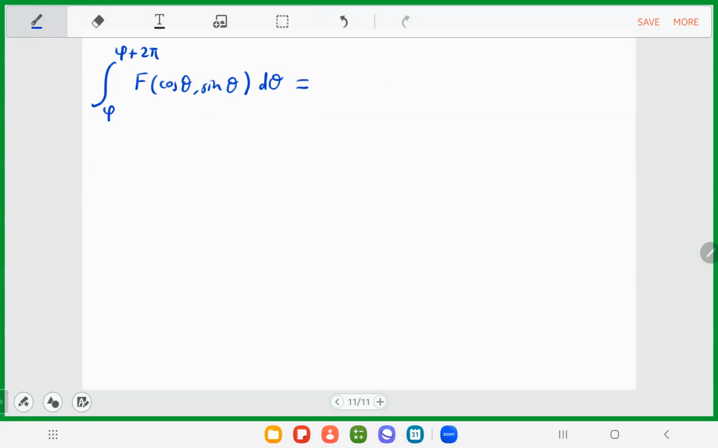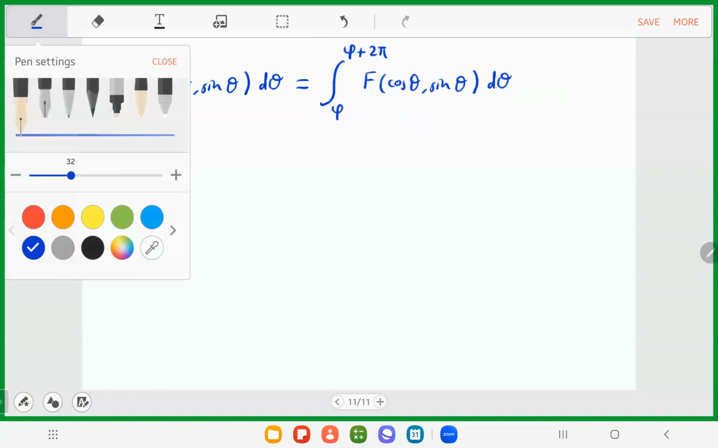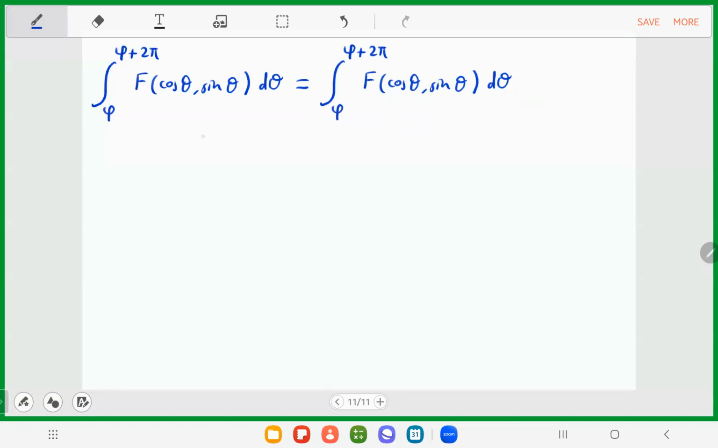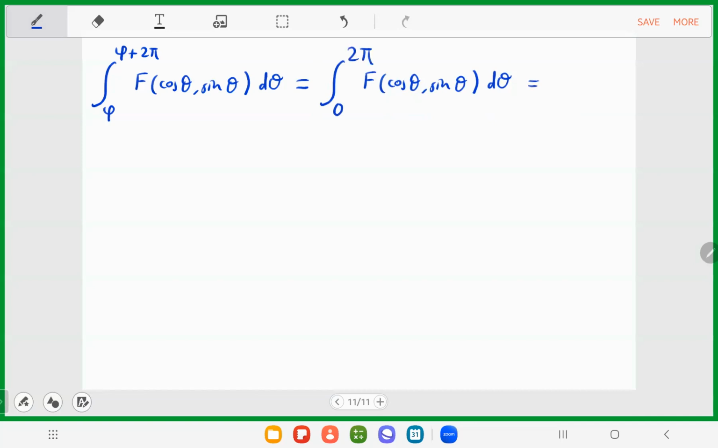If you start at any point of the value of theta and go 2 pi radians around the circle, the result is going to be the same. So actually, the value of this integral is always going to be the same as the value between 0 and 2 pi of this, okay? And as I said, you can change this into a contour integral over the circle C.